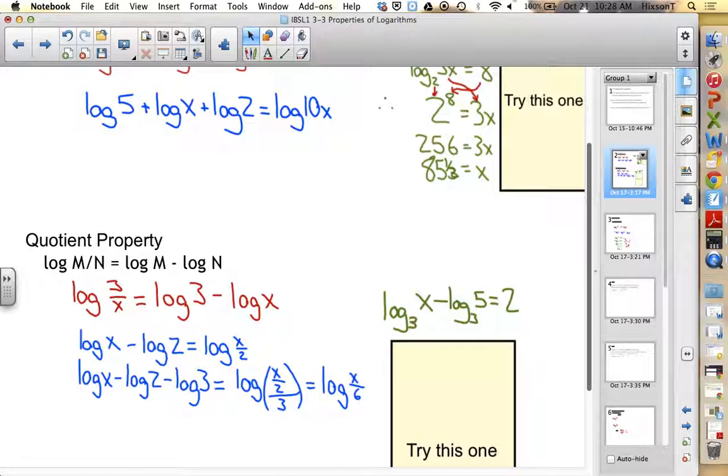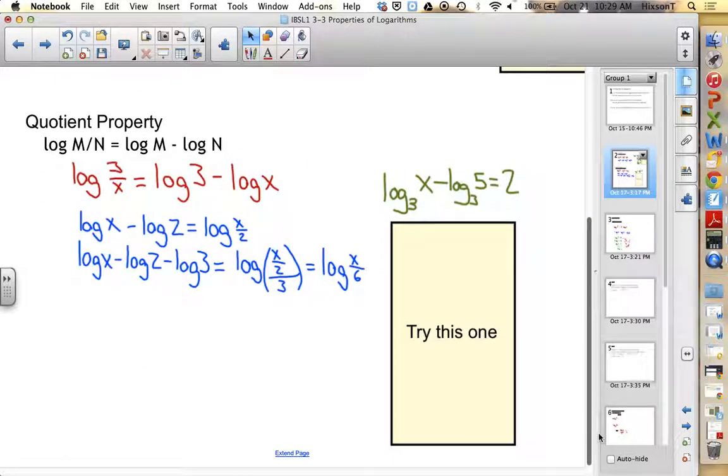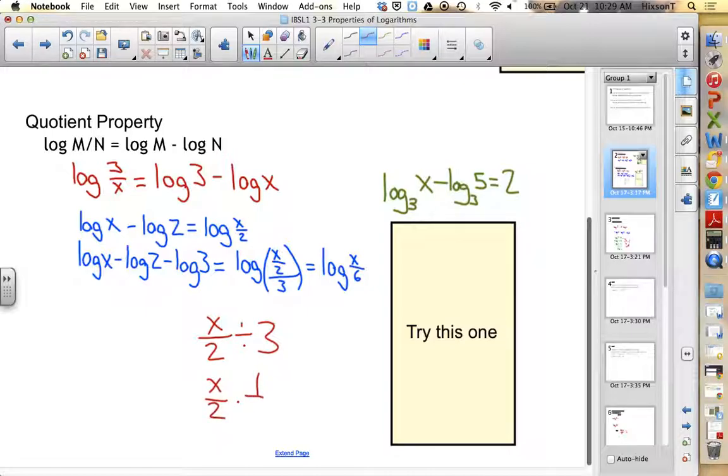Excuse me, how did we get the x over 6? We just multiplied 3 and 2, that's it? Yes, because x over 2 divided by 3, that's what that is, right? Oh, okay. It is the same as x over 2 times 1/3, which gives us x over 6. Okay?